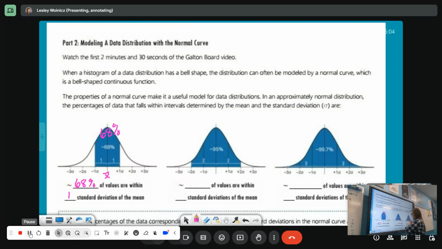Okay, look at the next one. Now, if you take your mean and you either add 2 standard deviations or subtract 2 standard deviations, then 95% of your values are going to fall within those 2 standard deviations of your mean. Okay, last but not least. Okay, here's your mean again. If you either add 3 standard deviations or subtract 3, then 99.7% of your data is going to fall within those 3 standard deviations of the mean.